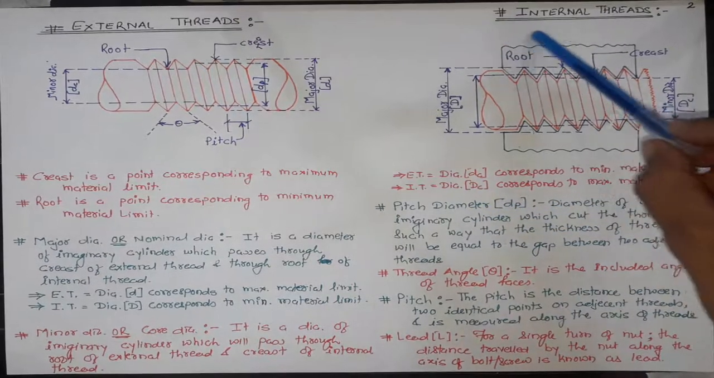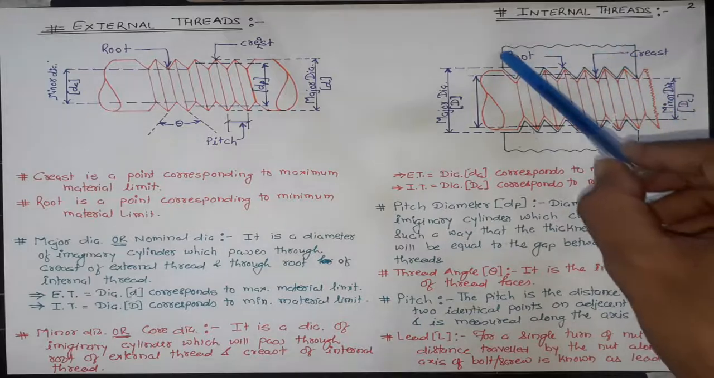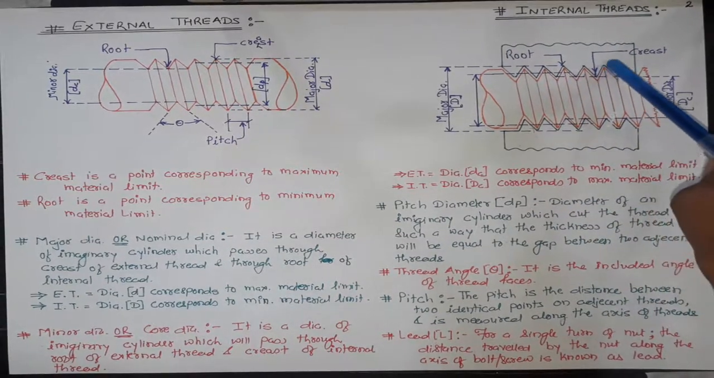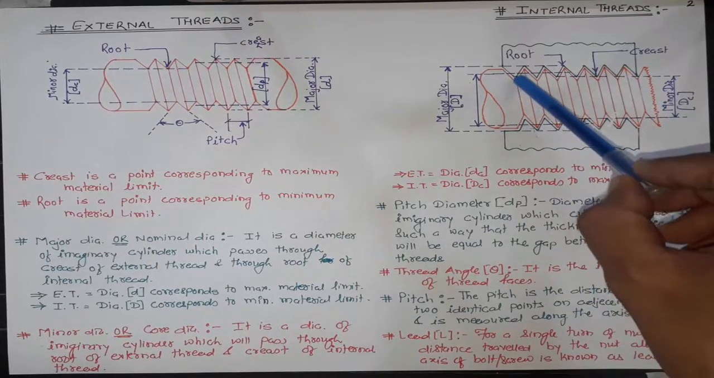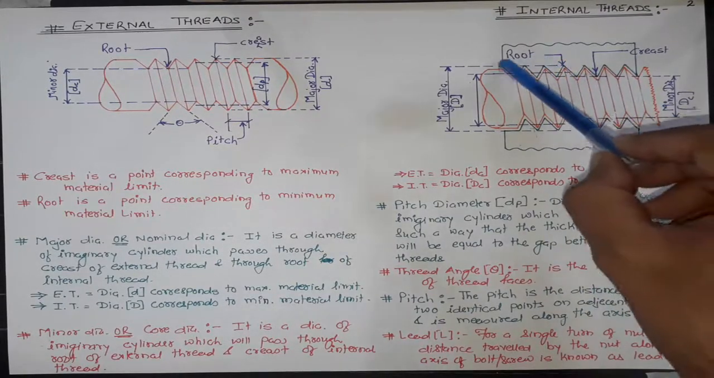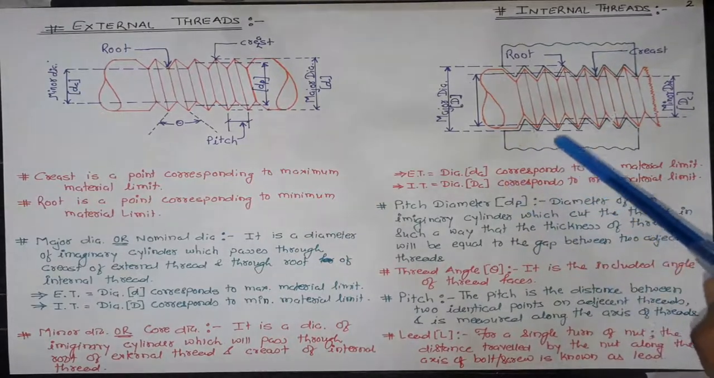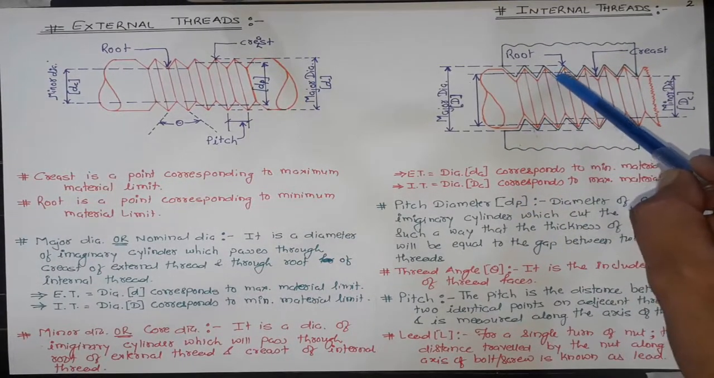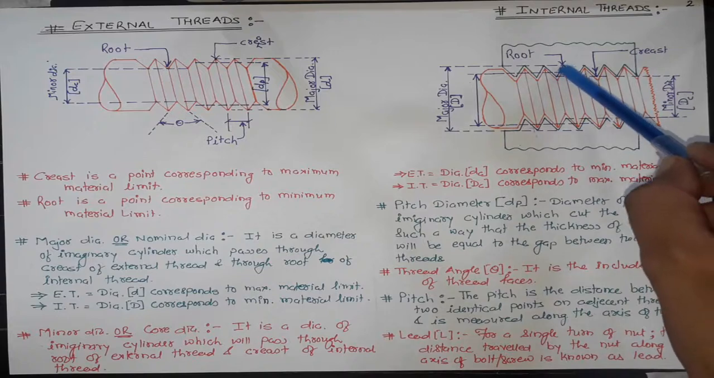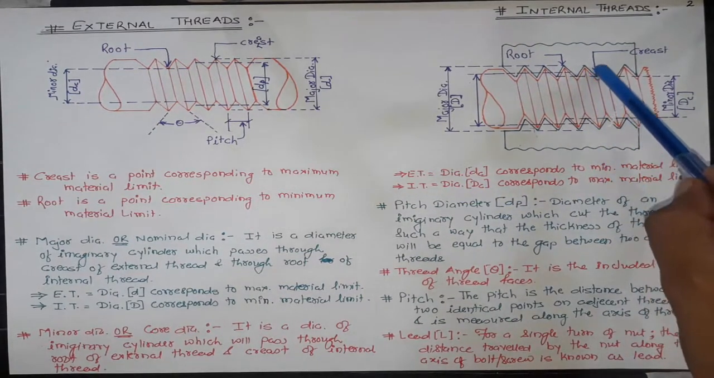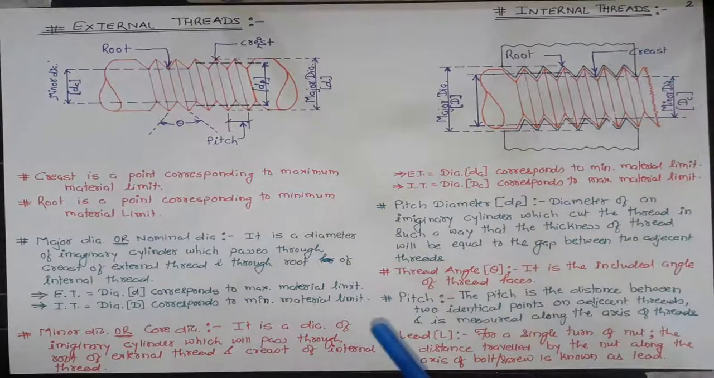While in an internal thread, we are talking about this green line threading, not this orange line threading. We are talking about this green line threading. This is an internal thread. In the internal thread, the outermost point is the root, whereas the innermost point is the crest.